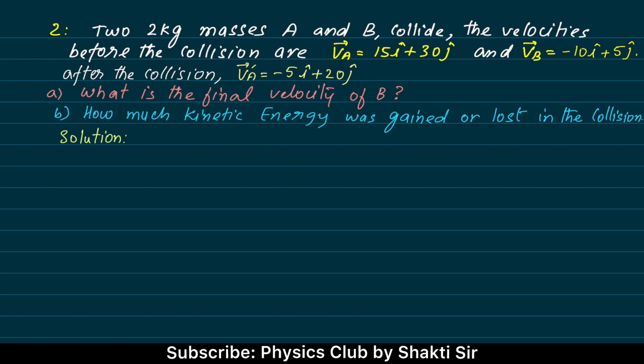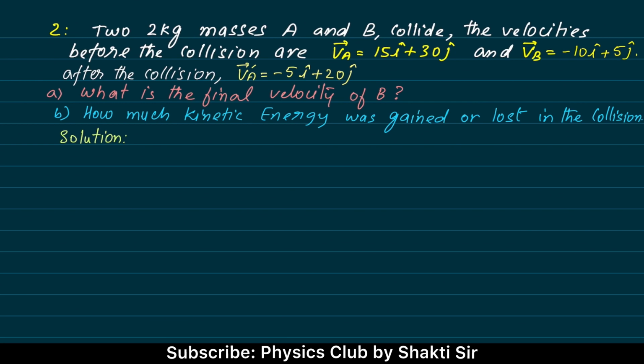So the velocities are given, right? And after the collision, they are asking what is the final velocity of B. So three velocities are given. What is the final velocity of B?